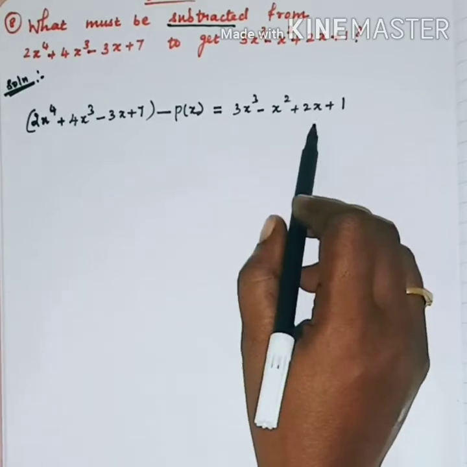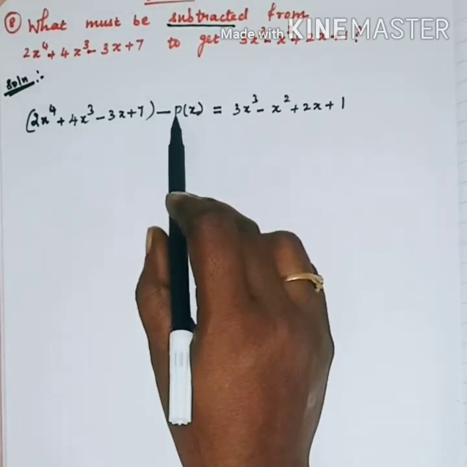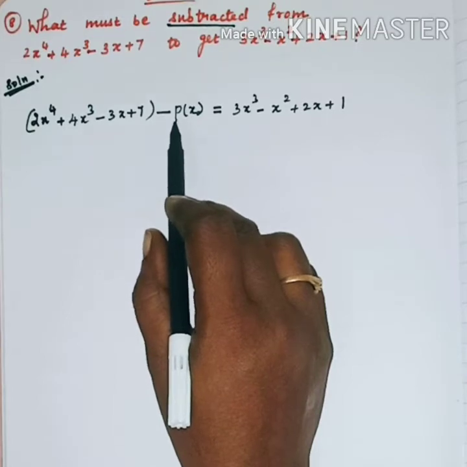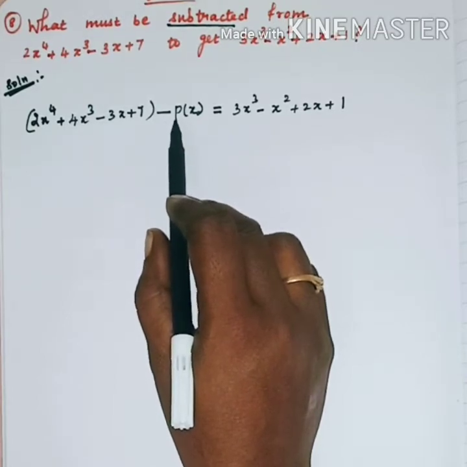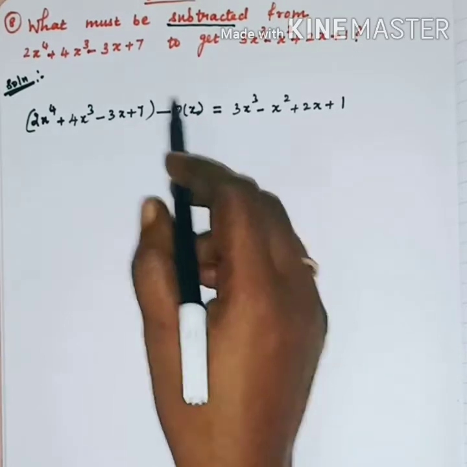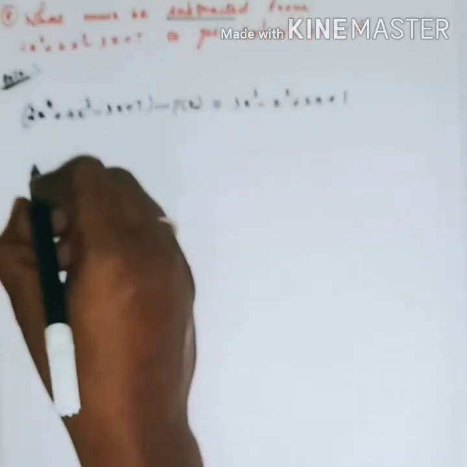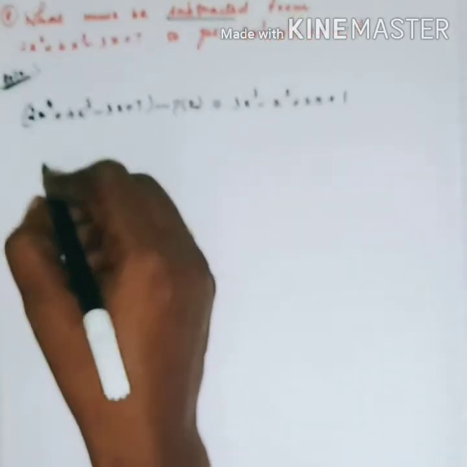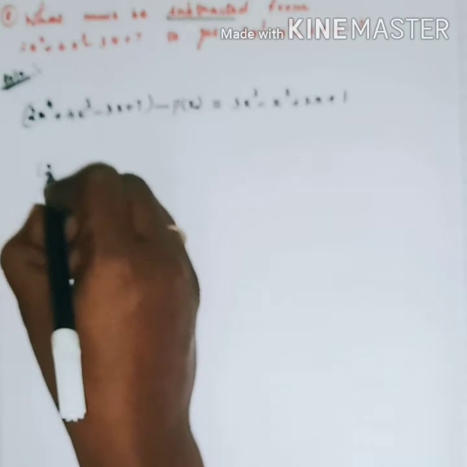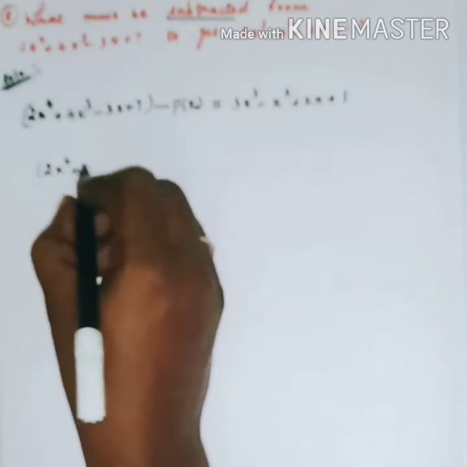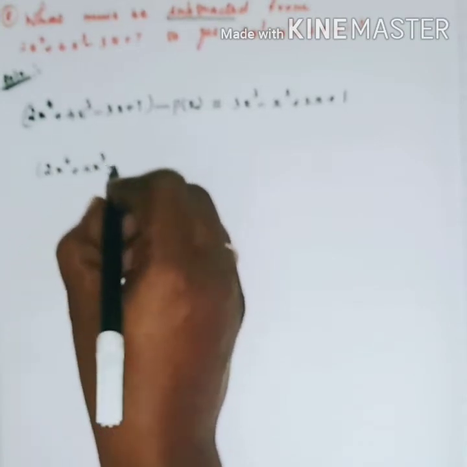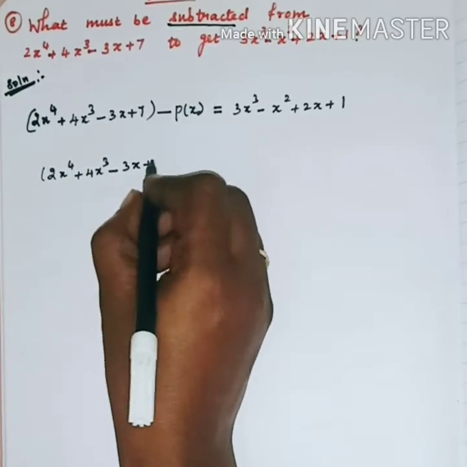Now we have to find the polynomial p of x. This is the question. So 2x power 4, write this 2x power 4 as it is. So 2x power 4 plus 4x cube minus 3x plus 7.